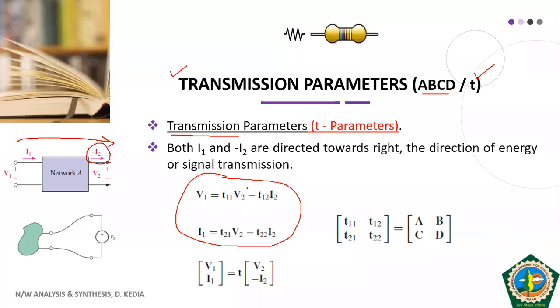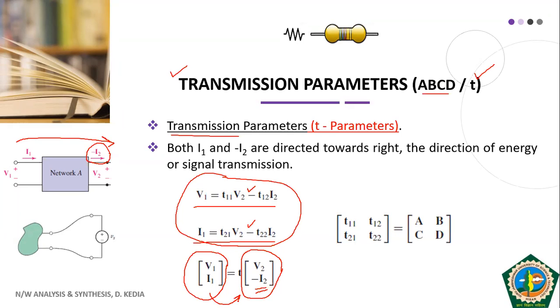So here you can see that wherever I2 is coming, it has a negative sign. The first equation is V1 is equal to T11 V2 minus T12 I2. Okay, and your second equation is I1 is equal to T21 V2 minus T22 I2. Since we are calling them transmission parameters, on the left hand side we will have the input port, and on the right hand side we will have the output port, and in the output port the direction of the current will be reversed, that is minus of I2. So this way you can correlate.